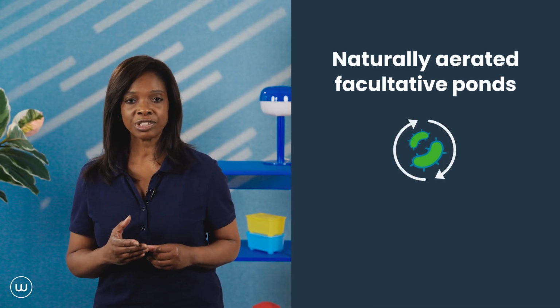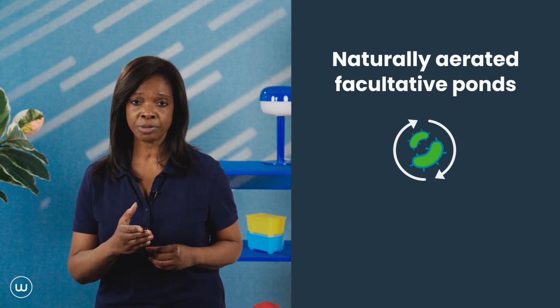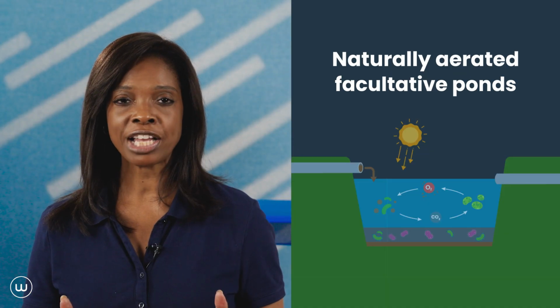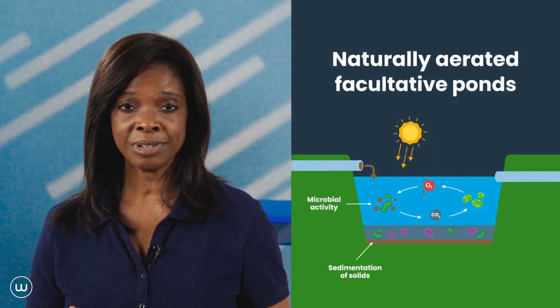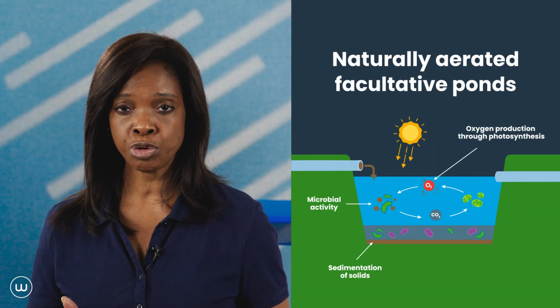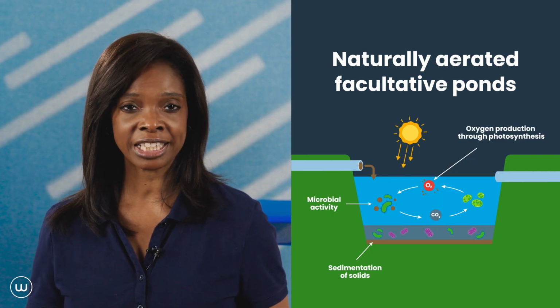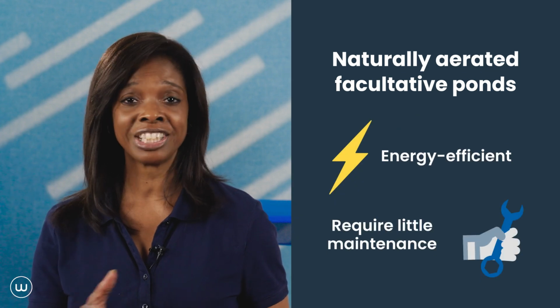Naturally aerated facultative ponds rely on biological processes to treat wastewater, particularly in small communities. They make use of shallow basins that encourage sedimentation, microbial activity, and oxygen production through photosynthesis. Despite taking up a lot of land, facultative ponds are often energy efficient and require little maintenance.